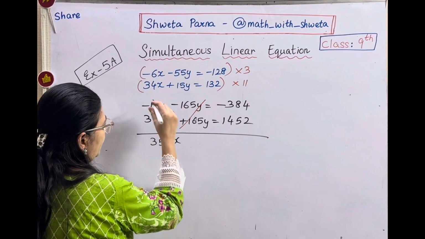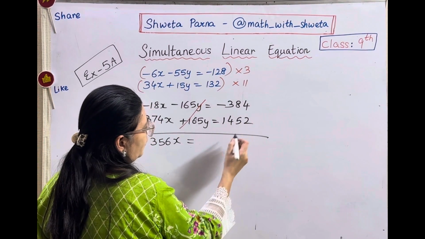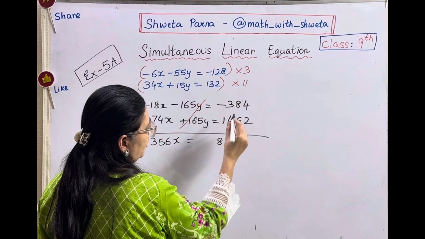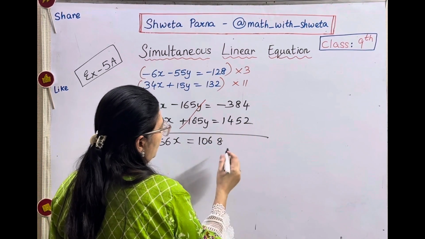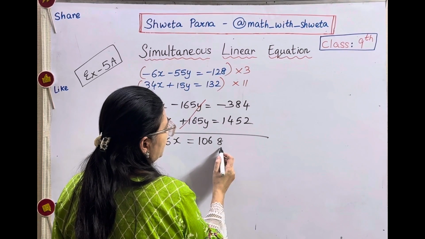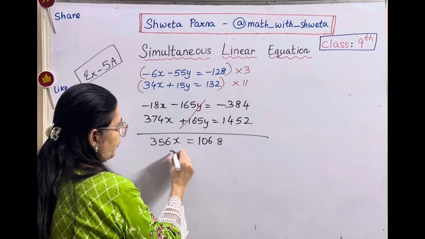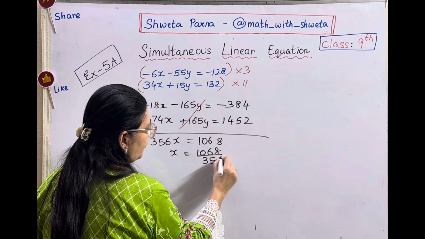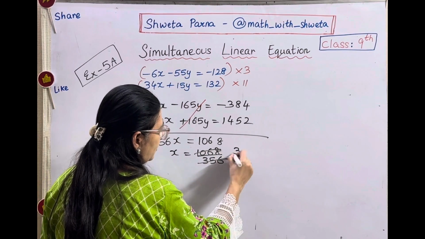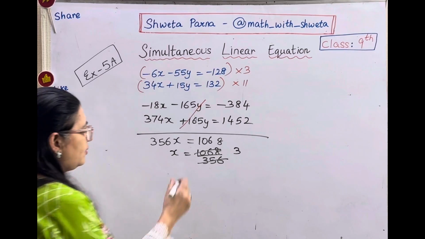Now minus 18 plus 374 would be 356x, is equal to 1068. So now the value of x is 1068 divided by 356, which is 3. So x is equal to 3.